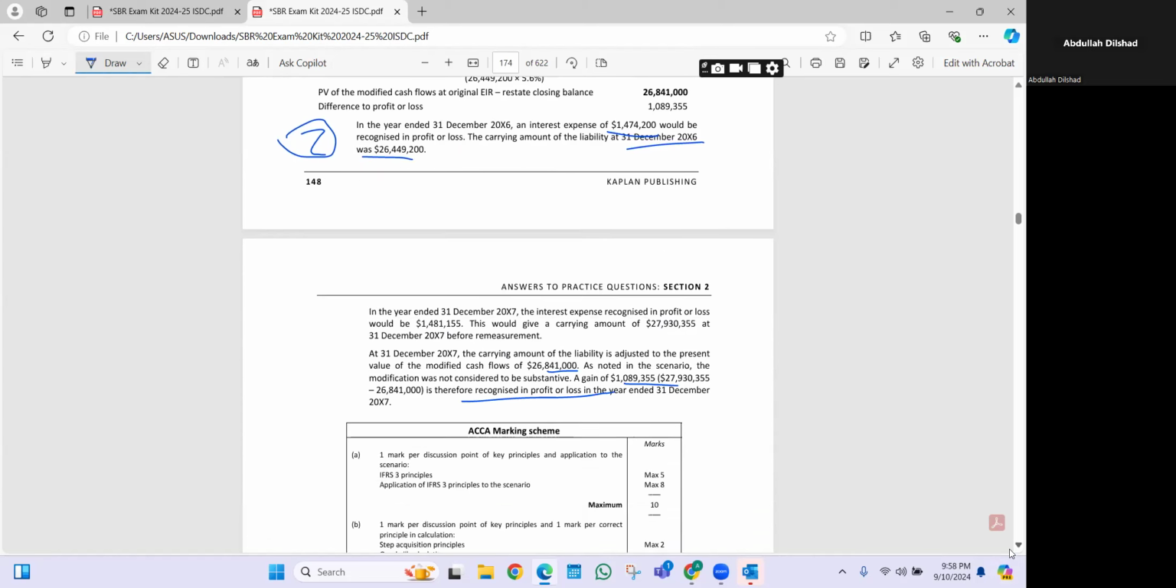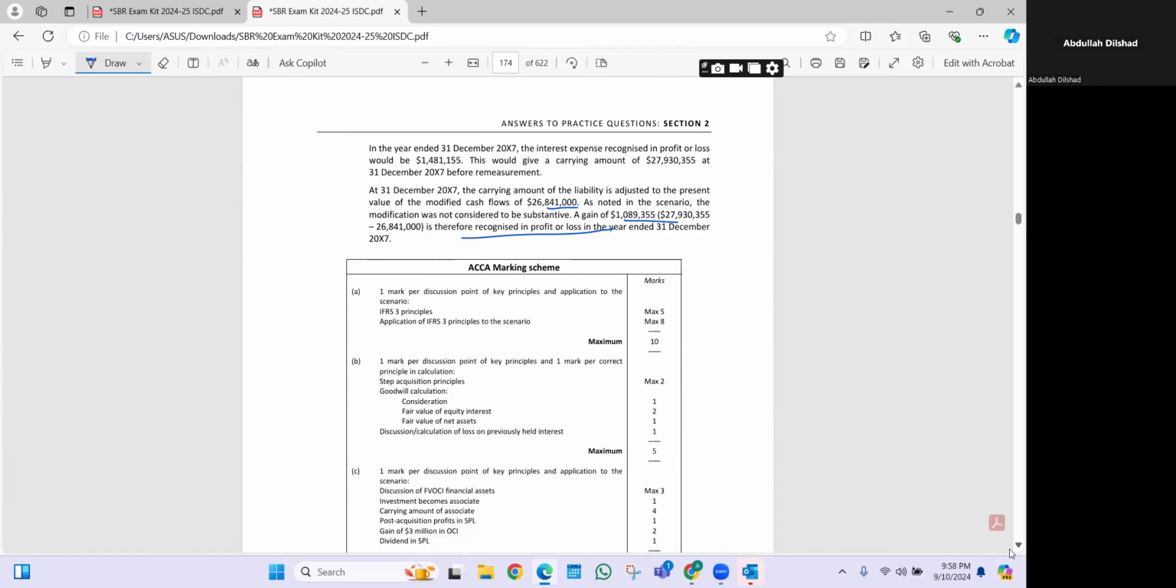Another one more mark is needed for you to finish it off. Here it is: the gain which we calculated again. That gain needs to be recorded in your P&L.